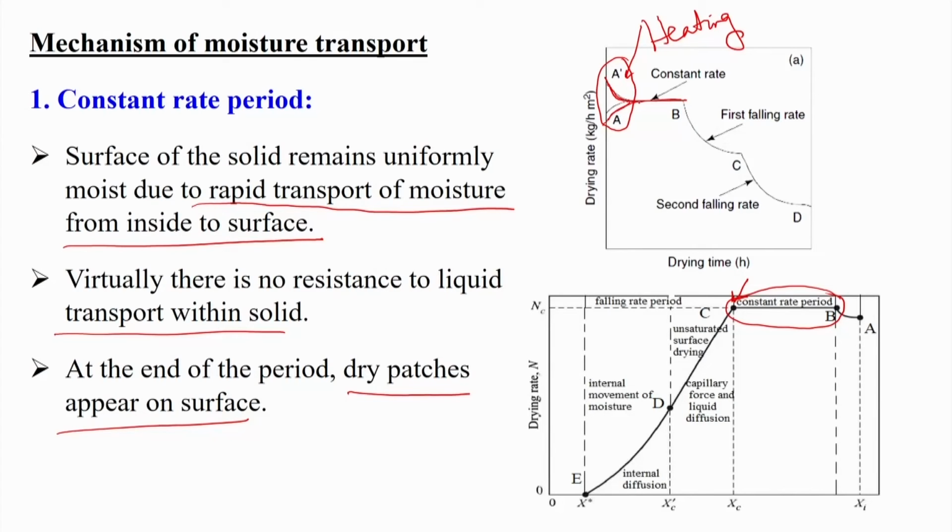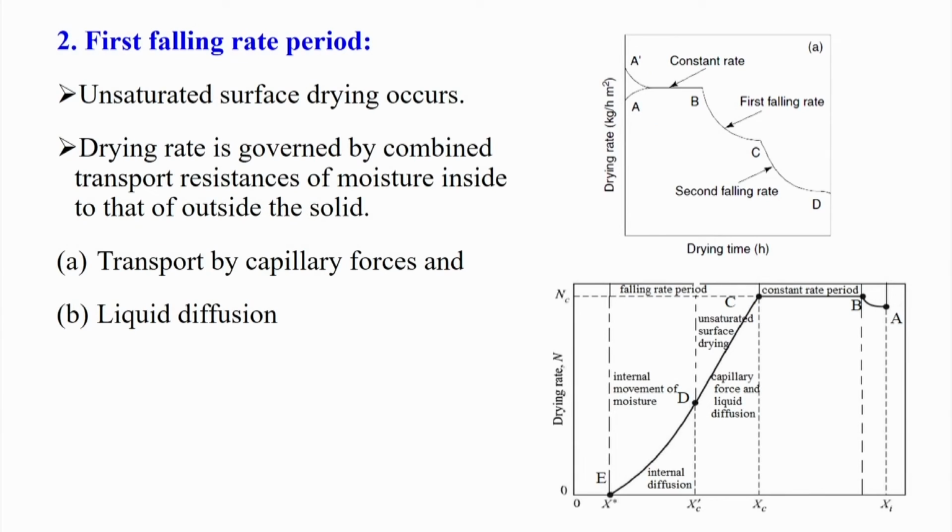We are talking about this constant drying period from B to C, and then C to D is the first falling rate period, and from D to E is the second falling rate period. The first falling rate period, from C to D, is where unsaturated surface drying occurs.